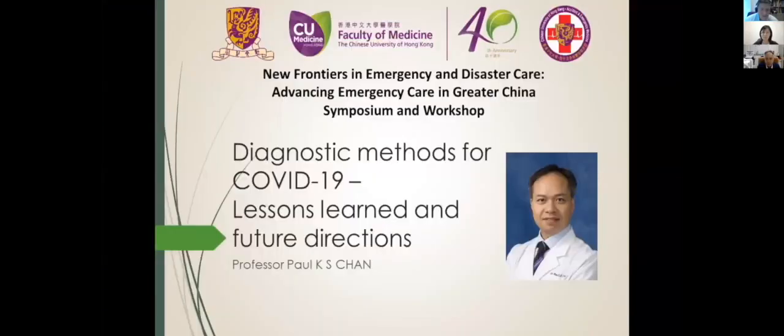I see Professor Paul Chan there ready to talk. Paul is the chair of the Department of Microbiology at the Chinese University, a good friend of ours in the emergency department, especially at this time with all the challenges that COVID has brought. Paul also serves as the Deputy Director of the Stanley Ho Centre for Emerging Infectious Diseases, which clearly is in its forefront at the moment. And we're looking forward to hearing Paul talk for the next few minutes on diagnostic methods for COVID-19 and what we need to learn. Paul, thank you again, and all yours.